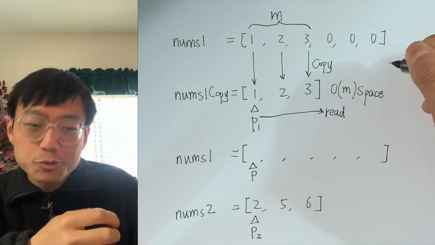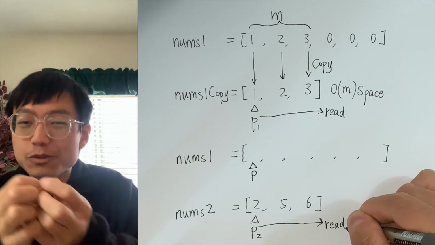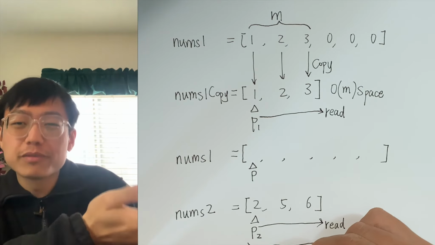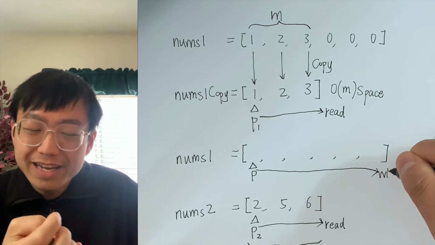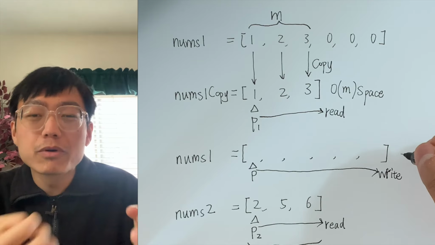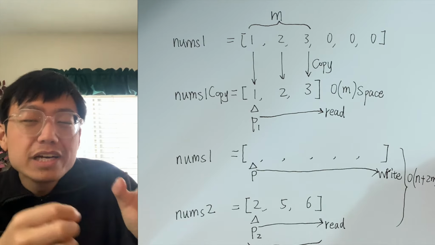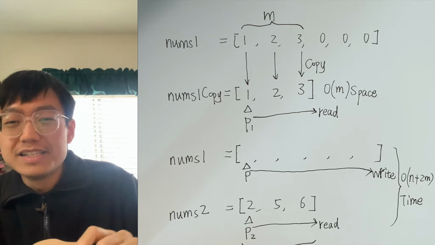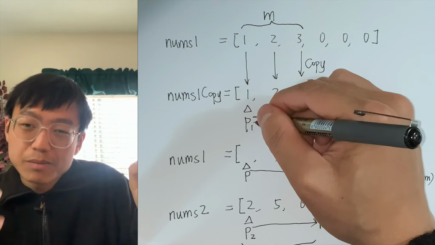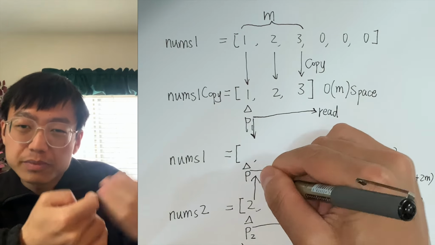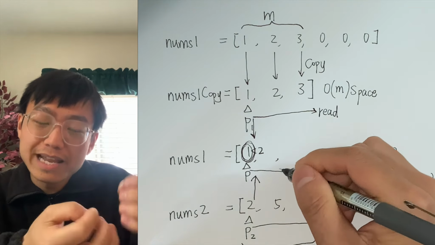Then we initialize read pointer p2 to read values from the beginning of nums2, and initialize write pointer p to write values from the beginning of nums1. We perform n plus 2 times m reads and n plus 2 times m writes, but constants are ignored in big O notation, so the time complexity is O of n plus m. The simple implementation is: while p is still within nums1, we compare the elements from nums1 copy and nums2 and write the smaller one to nums1.